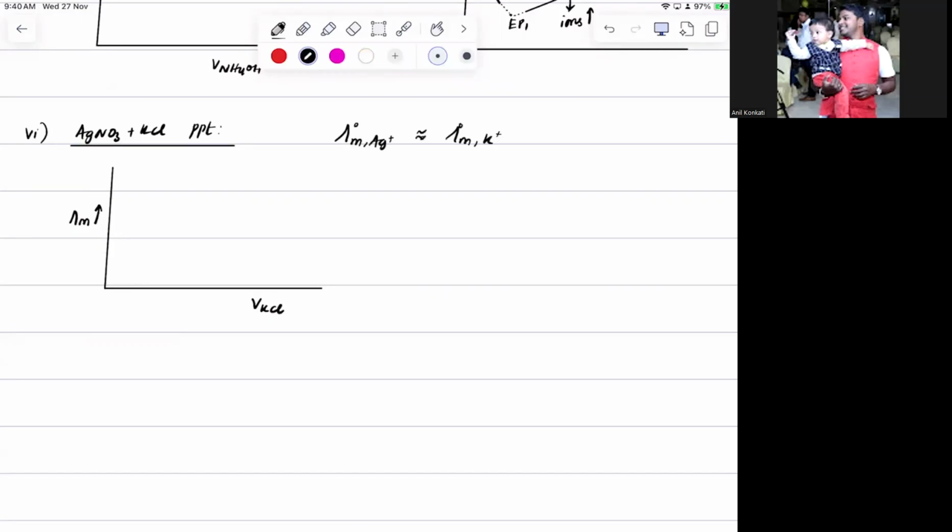So since it is the same, initially you are just replacing Ag plus which is going, with K plus taking its place. So there is no change. Once it reaches a point where the precipitation is completed, after that it will start increasing. Got it? This is how it will take place. So for any precipitation case, guys, this is how we need to understand.